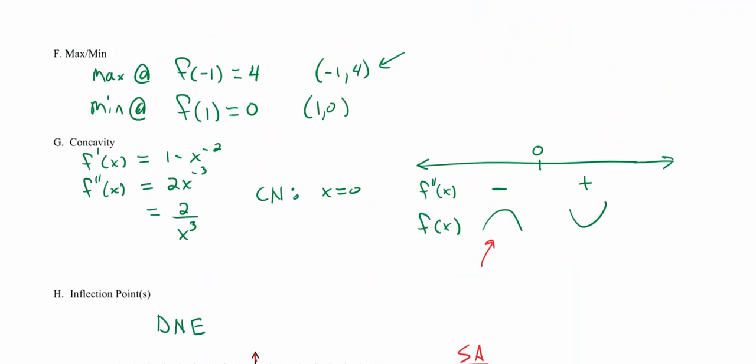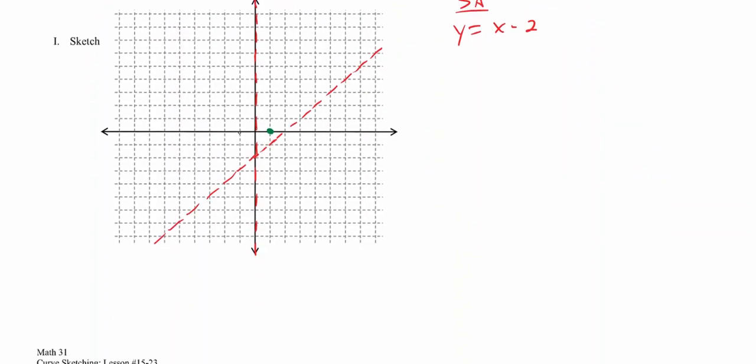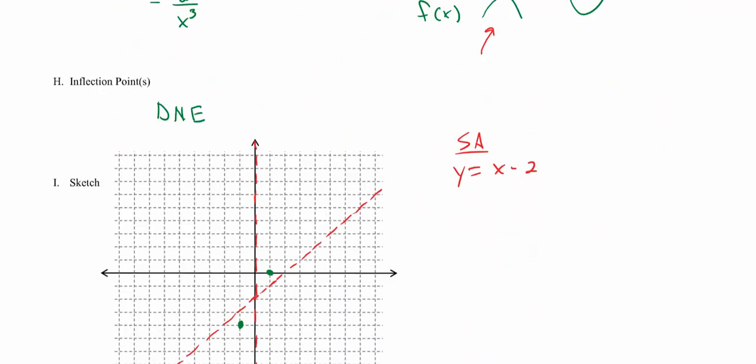All right, I'm seeing a mistake I made. I think I just wrote it down wrong. Sorry, guys. This was -4. So if we go back here, that makes more sense. We're going to be at -1, -4. All right, so that's going to be a point there. And then we had a minimum at 1, 0.